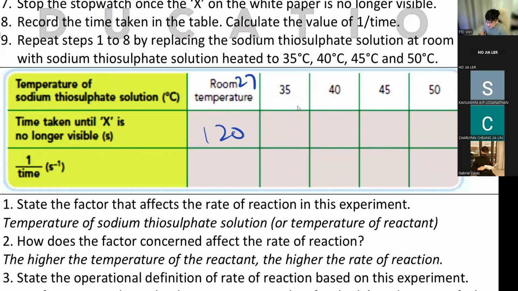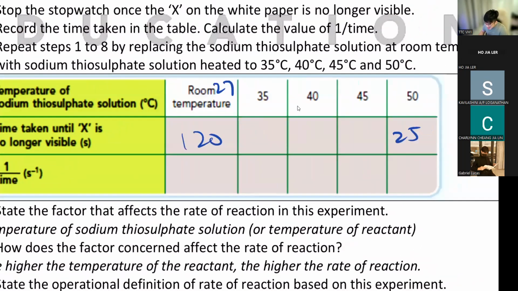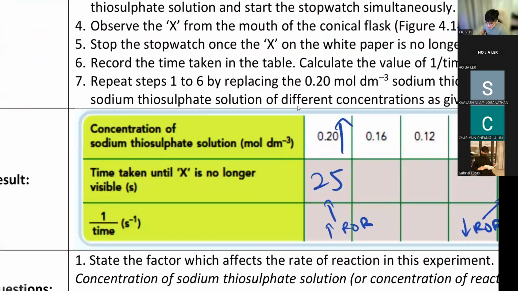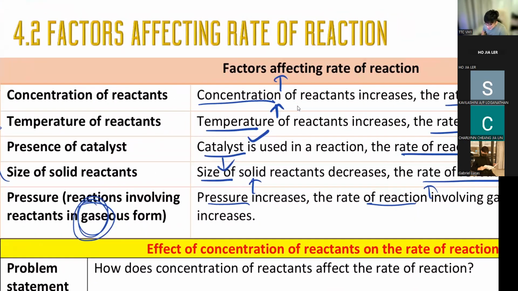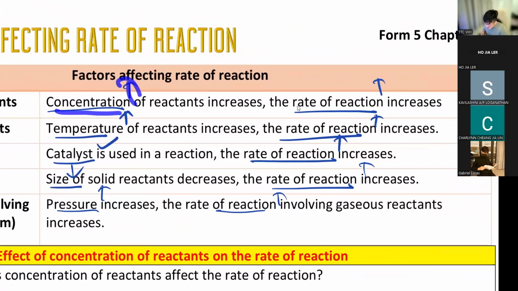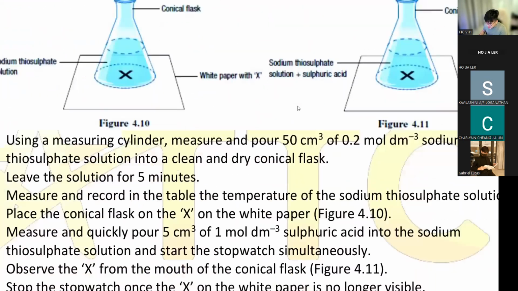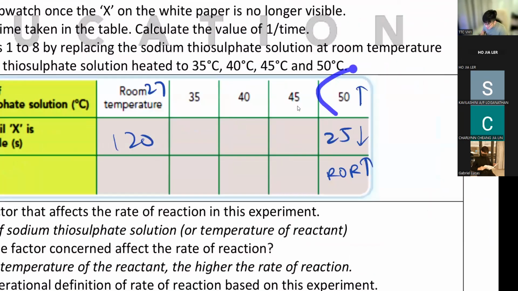70, okay? Maybe, or maybe like I said just now, 25. Shorter, right? So you see, the higher the temperature, the shorter the time, or the higher the rate of reaction. Same thing. We learned this last week. Higher concentration, higher ROR. And then the second factor, higher temperature, higher ROR.